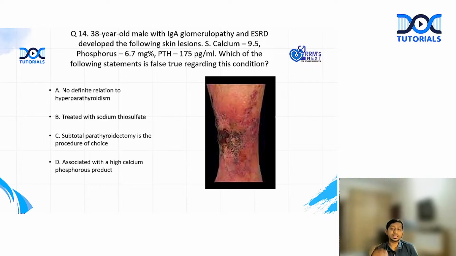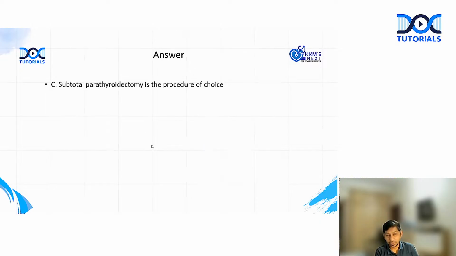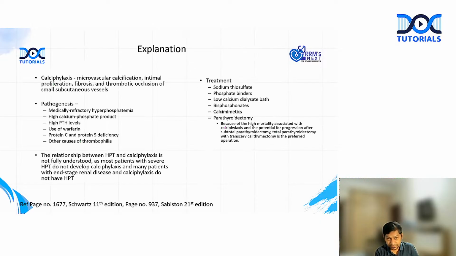Now, the condition given here is what is known as calciphylaxis. So the options that are asked here: it does not have any relation to hyperparathyroidism, treated with sodium thiosulfate, subtotal parathyroidectomy is the procedure of choice, or associated with a high calcium phosphorus product. The false answer here is subtotal parathyroidectomy is the procedure of choice. So let's look at a little bit about calciphylaxis.